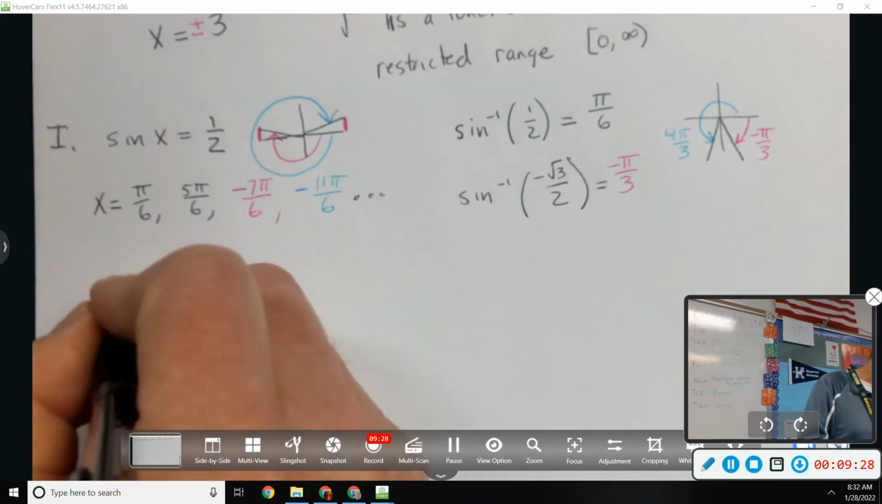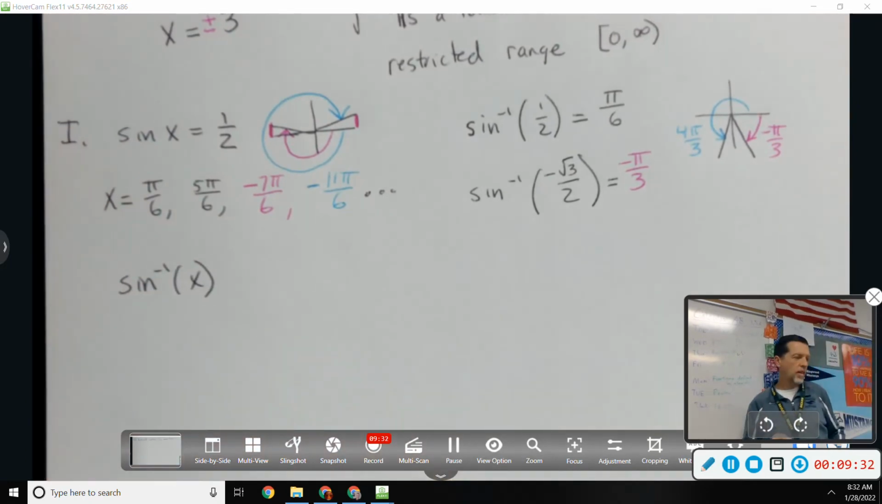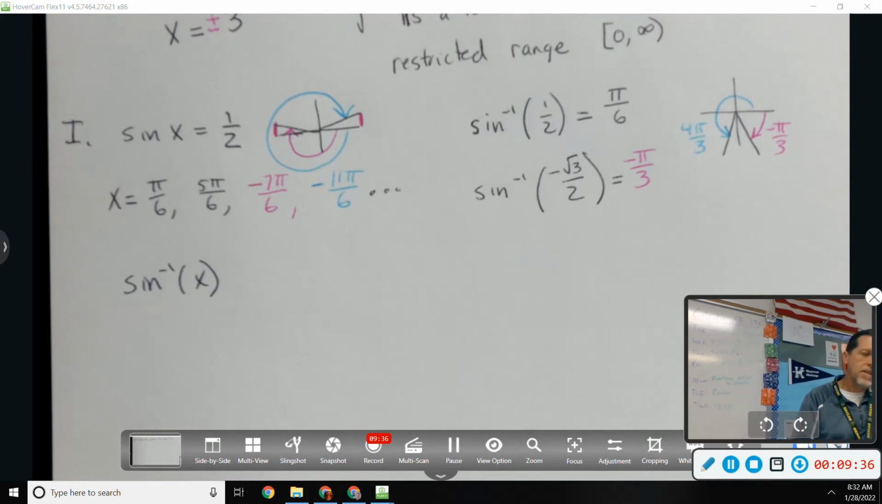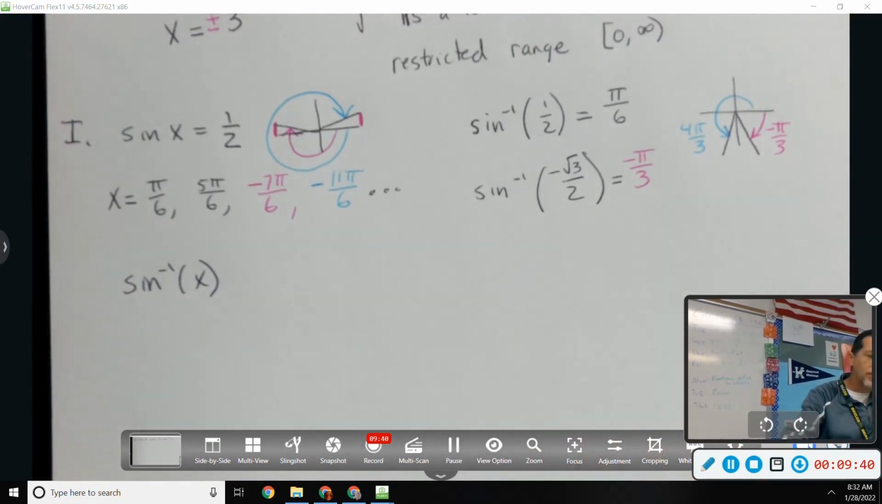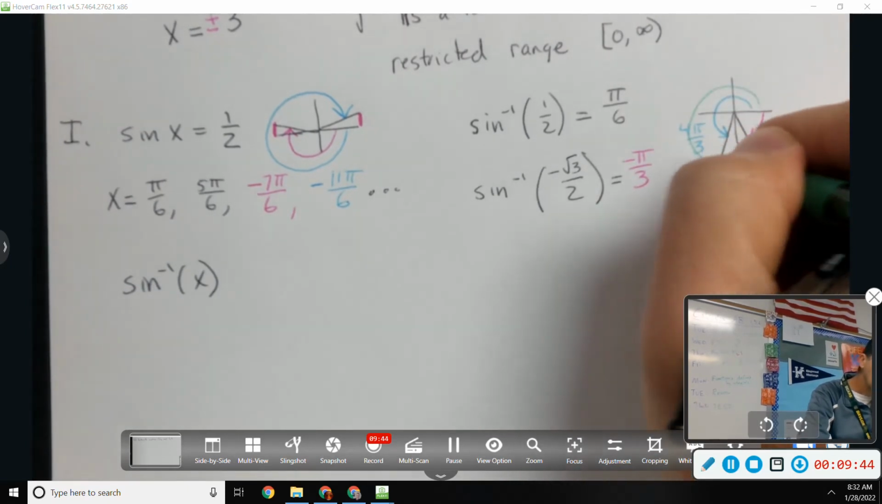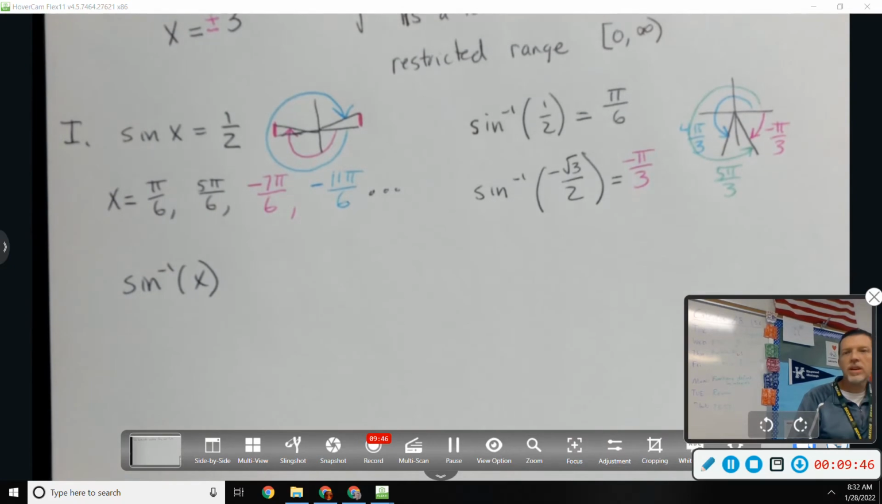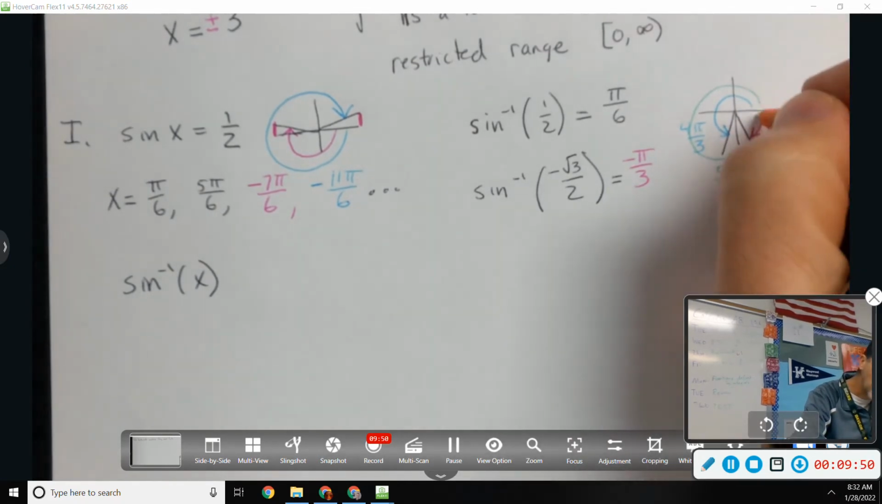Okay, so here's our summary for inverse sine. I know you can do that when... Like, I can only pick one answer. There's lots of answers. 4 pi over 3. I'm trying to figure out why you had to get rid of the square root. 5 pi over 3. I didn't get rid of the square root. The square root is how long this side is, right? Root 3 over 2 is how long that side is.